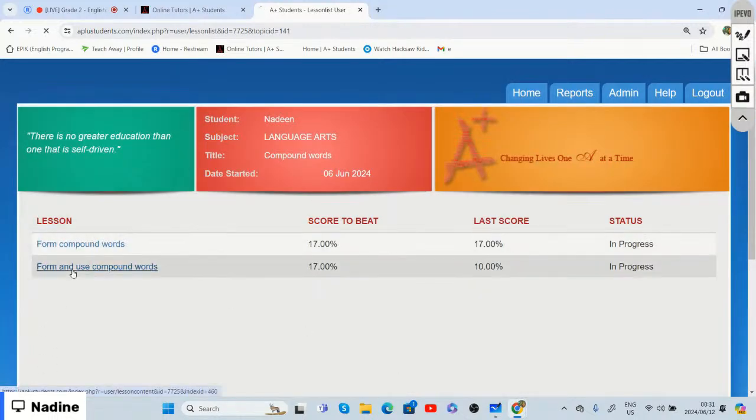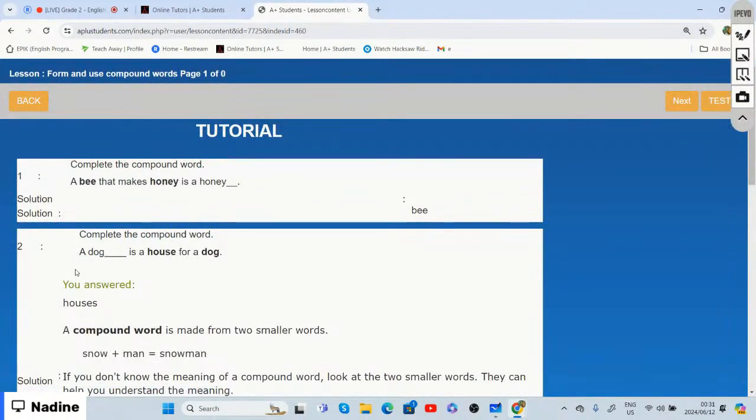All right, so now we're going to form and use compound words. It's the same as us forming words by you guys giving me a lot of these compound words. Now we're going to form these compound words and we're going to use the compound words.